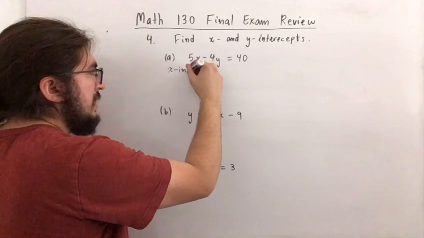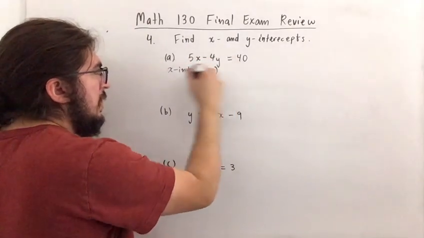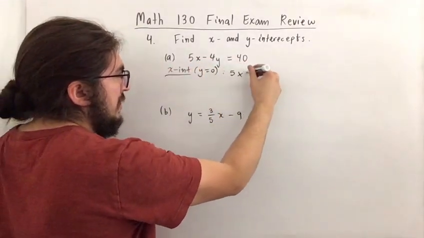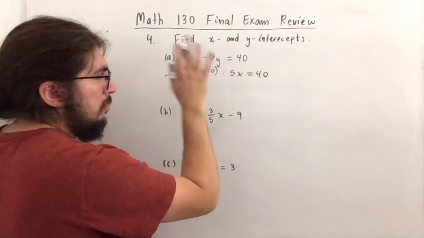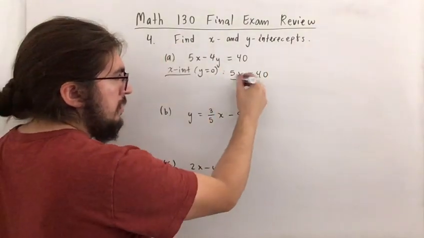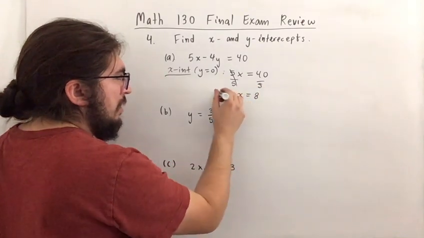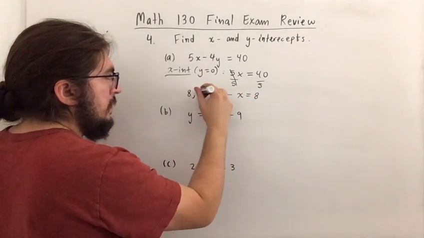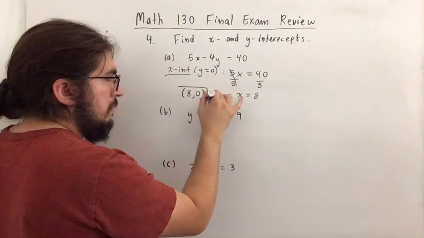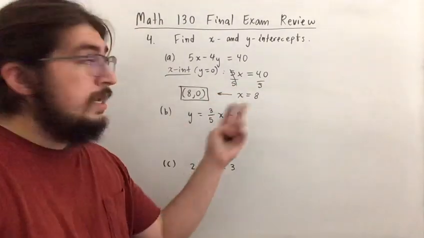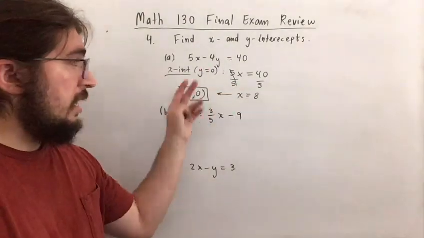For x-intercept, we're going to set y equal to 0. And in doing so, right away, we get 5x is equal to 40, of course, because 4y is 0 and y is 0. Divided by 5, we get x is equal to 8. Now, that corresponds to the point 8, 0, because, of course, x is the x value of the point, and y is the y value of the point. So we have 8, 0.